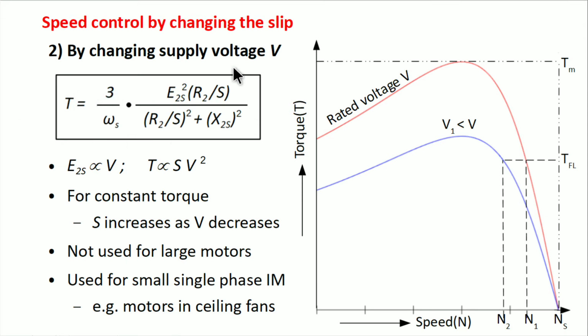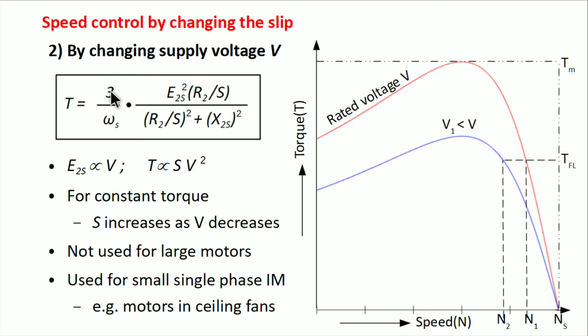Again considering the same equation, T is 3 over omega S, E2S square times R2 over S, divided by R2 over S square plus X2S square. In this equation, E2S depends upon the supply voltage. More is the supply voltage, more will be the flux produced by stator windings, more will be the EMF induced in rotor winding, which is E2S, that is the EMF induced at standstill. Means E2S is proportional to voltage.